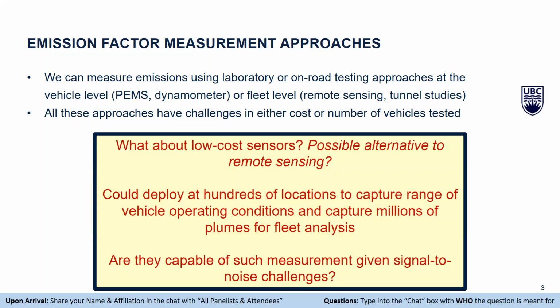The advantage of this is you could deploy these at hundreds of locations, so you'd be able to capture more vehicles and a broader range of vehicle operating conditions, and potentially have millions of plumes for fleet analysis. But the big question mark here is, are low-cost sensors even capable of such measurement given signal-to-noise challenges? And so that's what we thought about addressing.